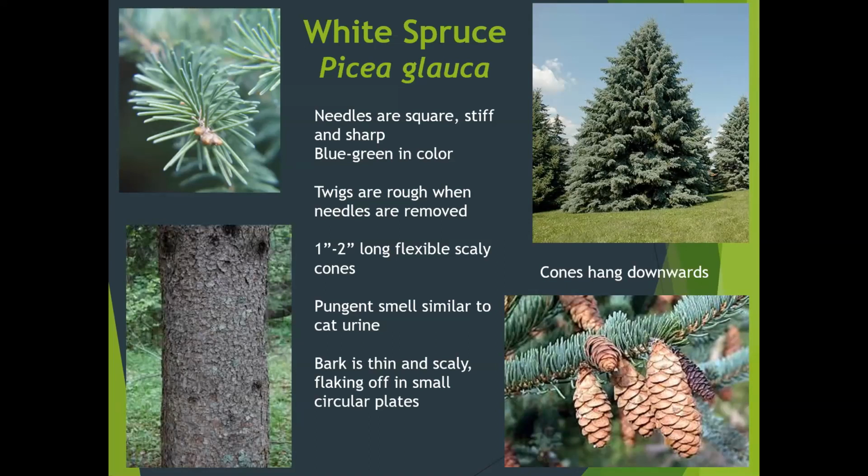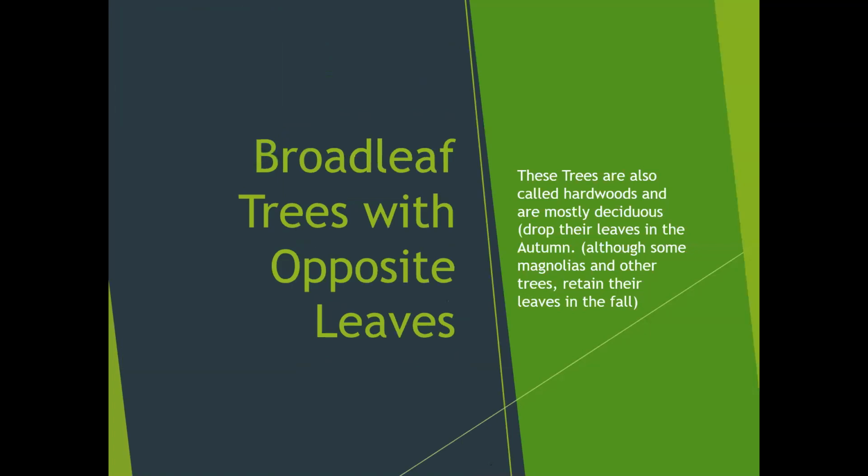Similar to the fir tree, they also have a strong aroma, but it's not as pleasant as the fir trees. This is more like a smell that you don't want to smell, and it's similar to cat urine. Some people say that. Some people like the smell. It just depends on if you like the smell, really. But the bark is thin and scaly, and it starts to flake off, and it forms circular scales on the bark as it grows.